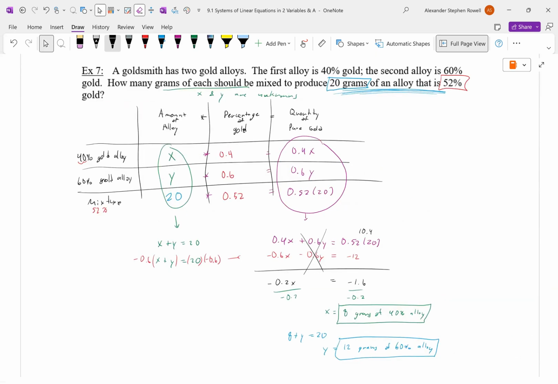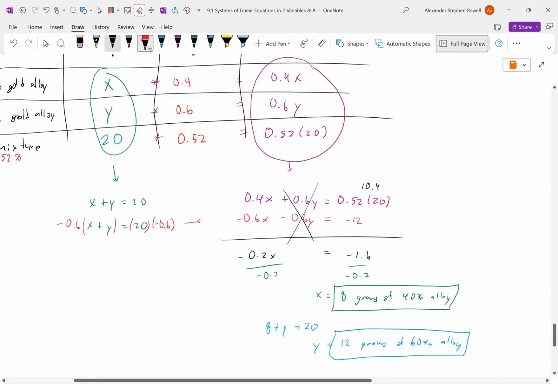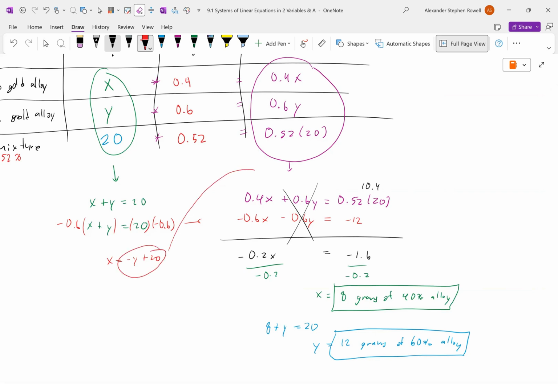Any questions about this? To eliminate the variable, most people do substitution. It's okay if you do x equal negative y plus 20 and plug in. Yeah, you can choose whichever method you want to use to solve the system. We chose that to eliminate the y variable because this is a 0.6. We wanted to create the opposite. But yeah, we could multiply it by negative 0.4 to eliminate the x variable.